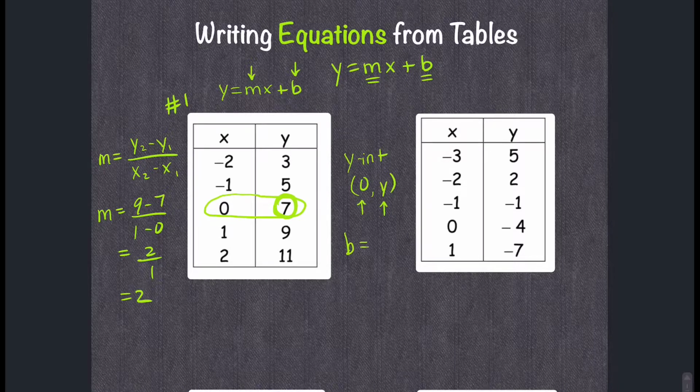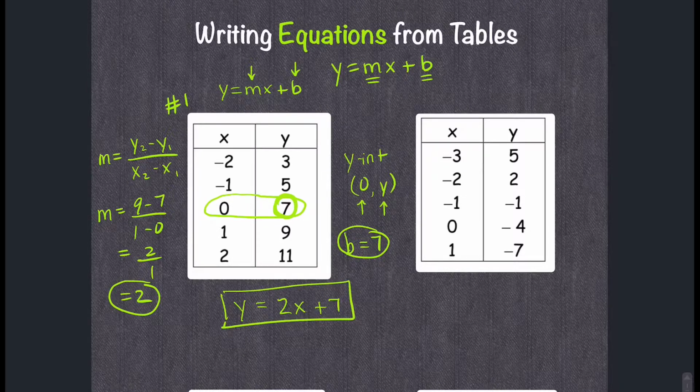So this one is actually pretty simple when you're trying to find the y-intercept. When we put the slope of 2 and the y-intercept of 7 together into our template, we get y equals 2x plus 7. And that is the equation for that table. Now, when we go to table number 2, we'll take the same approach again.